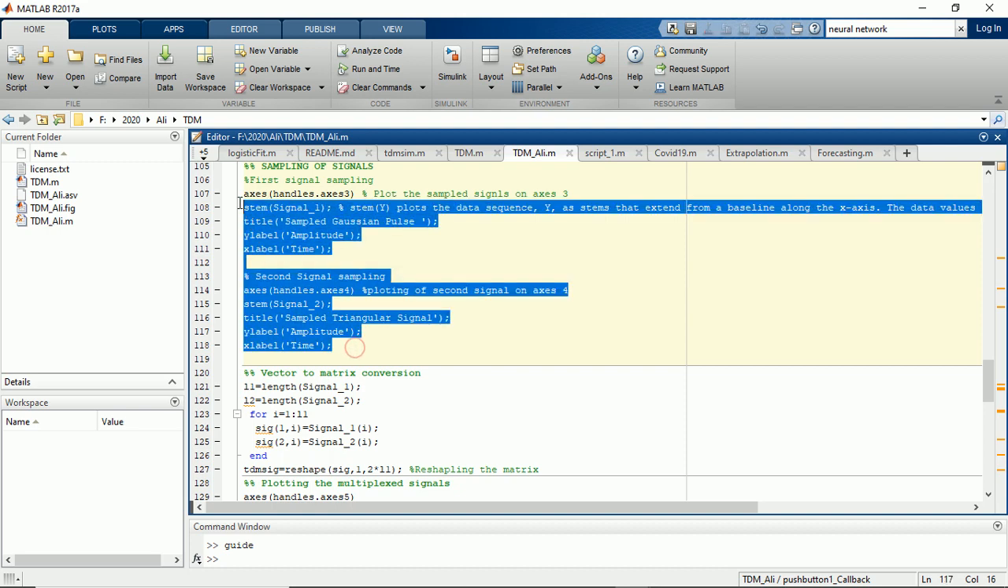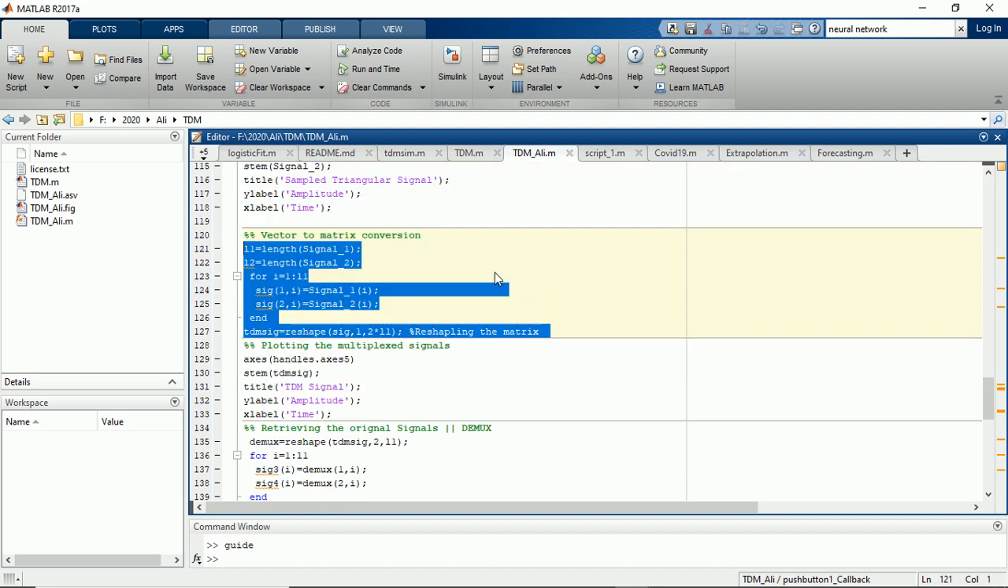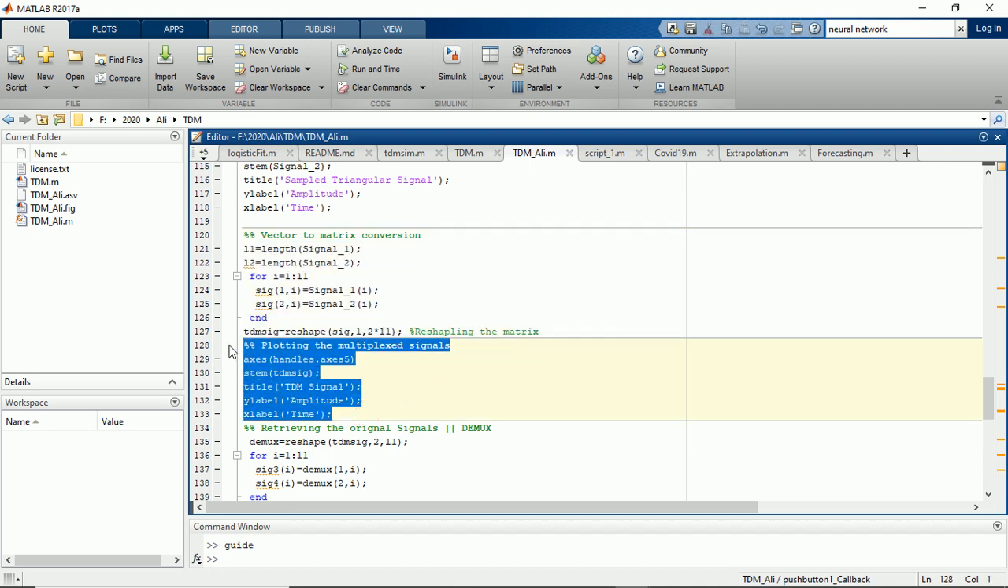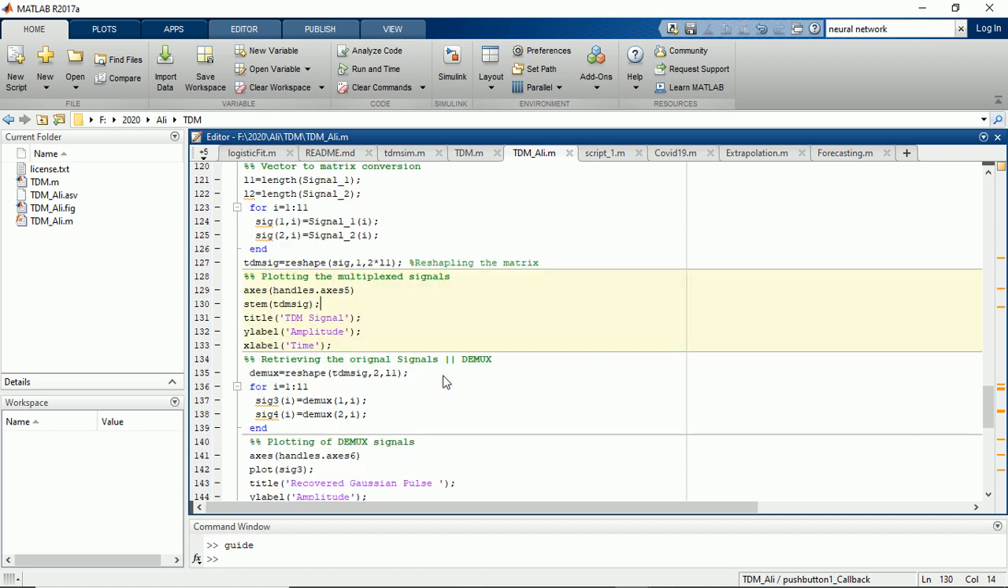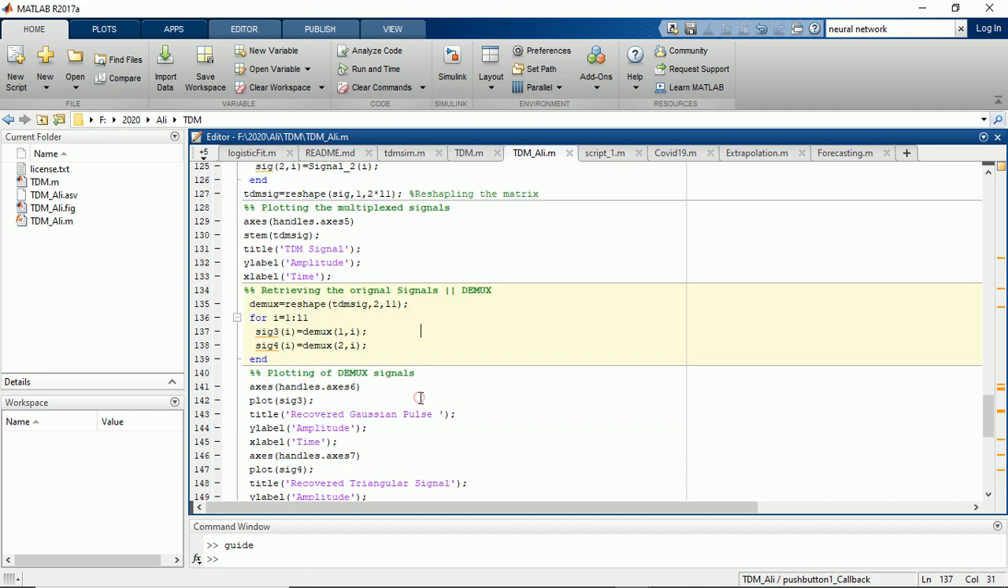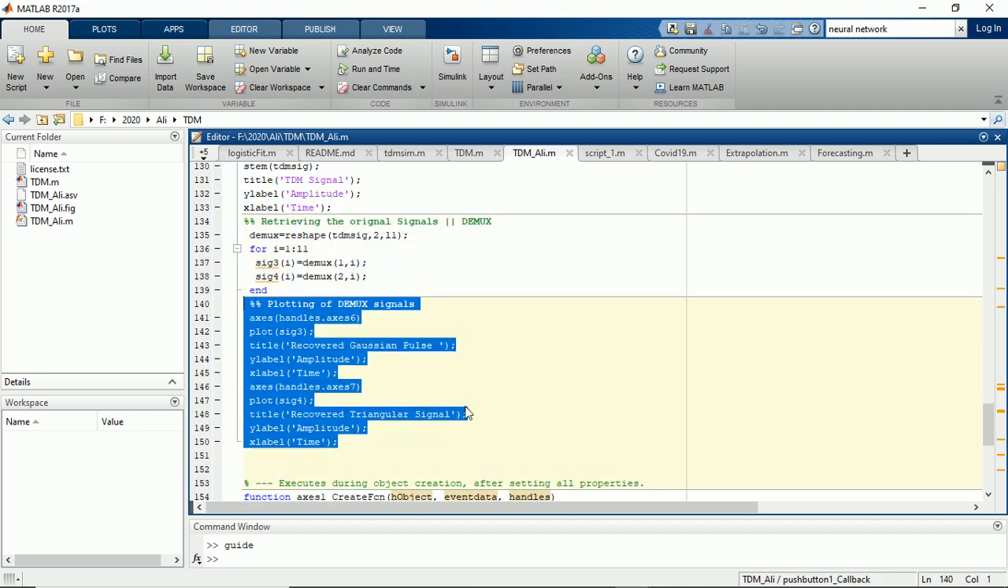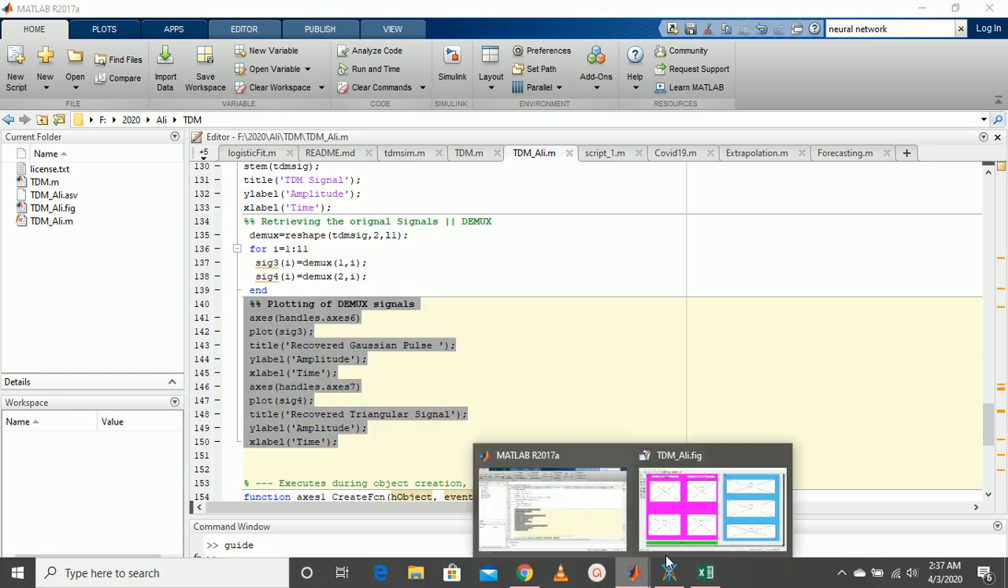This is the script for sampling the signal. This is the script for mixing these two signals, and the script for plotting these two signals. Then again we have to retrieve the signals with the help of the command reshape, and again we have to plot these retrieved signals on the respective axes. So that was the video, guys.